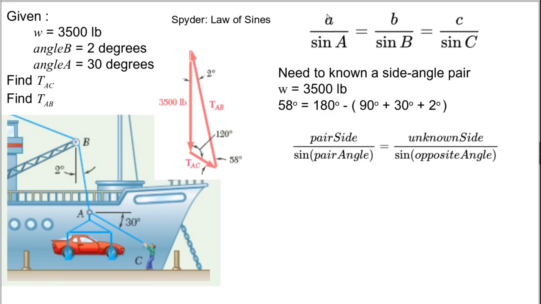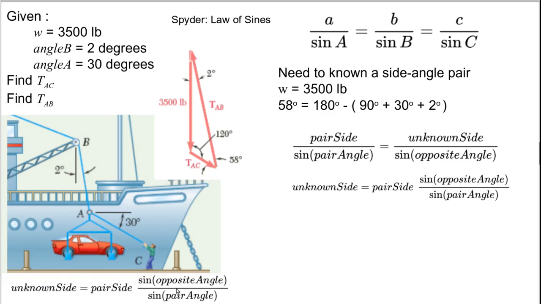I like to rewrite the law of sines here. So there's a pair that we know. So we know the side and the paired angle, and that equals the unknown side divided by sine of the angle opposite the unknown side. Or rearranging this, we have the unknown side equals the paired side times sine of the opposite angle over the paired angle. Now I'll write this off to the side here because that's the equation I'm going to use to solve my problem.